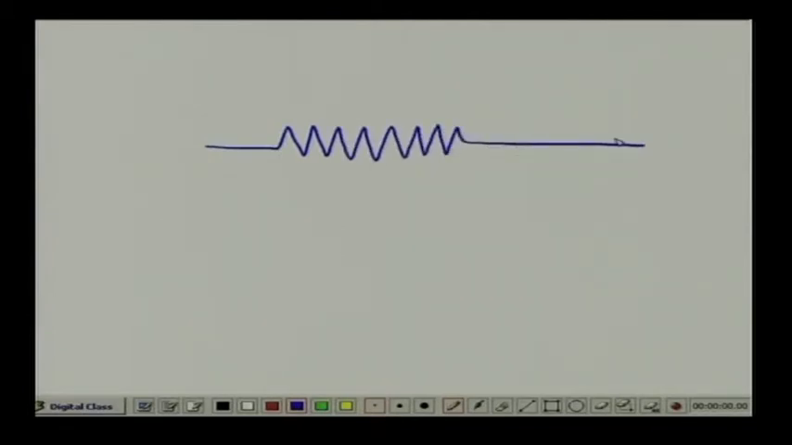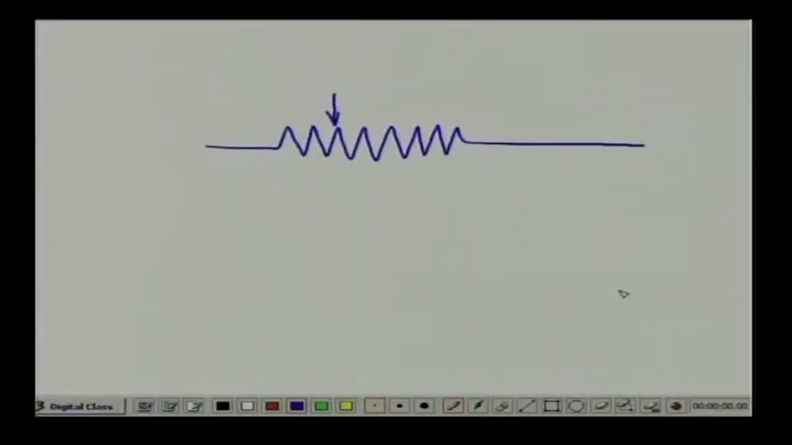Let me take a new page. A simple resistance, a rheostat or a potentiometer, a pot, what we call. Suppose I have a wiper or jockey. In the case of a potentiometer, we call it a wiper. In the case of a rheostat, we call it a jockey. So, if the jockey moves in these directions, then what will happen?